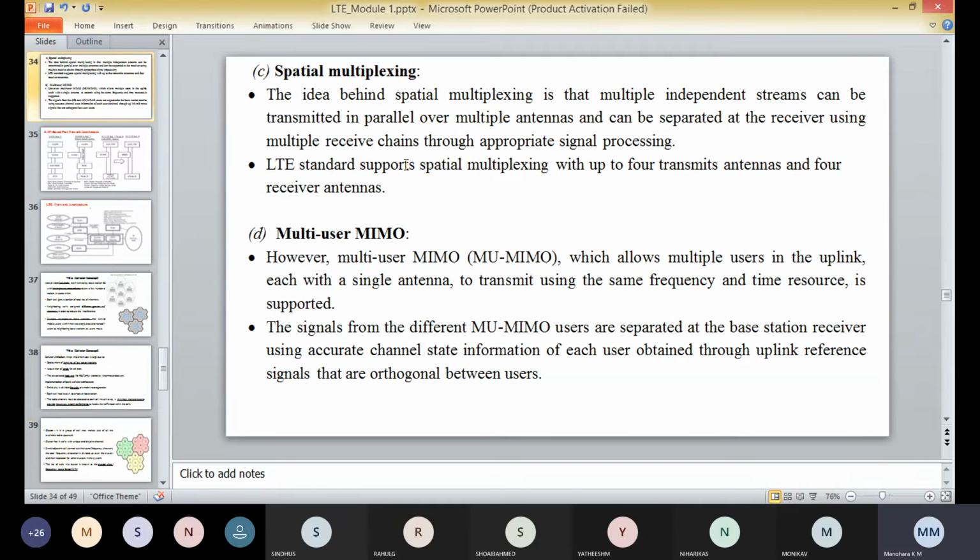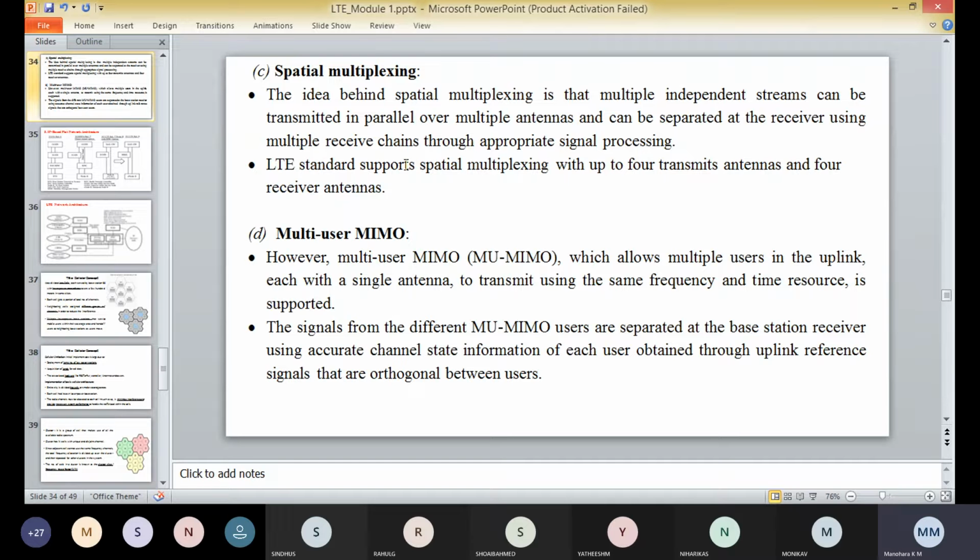Next we are having spatial multiplexing. Here in spatial multiplexing, independent streams can be transmitted in parallel over the multiple antennas and are separated at the receiver using multiple receiver chains through signal processing. Spatial multiplexing provides data rate and capacity gains proportional to the antennas used. It works well under high SNR and light load conditions, and hence it has an effect on peak rates.